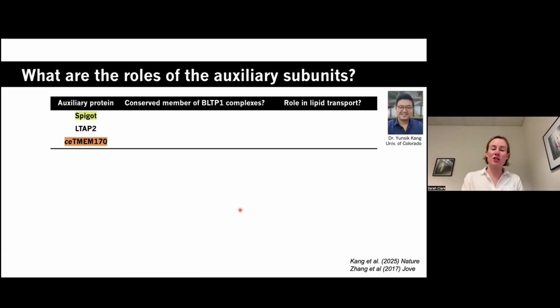So to answer these questions, we worked with Dr. Yoon-Sik Kang at the University of Colorado, and we did a series of assays to show what the effect on lipid transfer dependent processes is if we knock down these auxiliary proteins in various organisms or cell lines. So if we knock down spigot and we see an impact on processes that are dependent on lipid transfer, it suggests at least that these proteins are important for lipid transport.